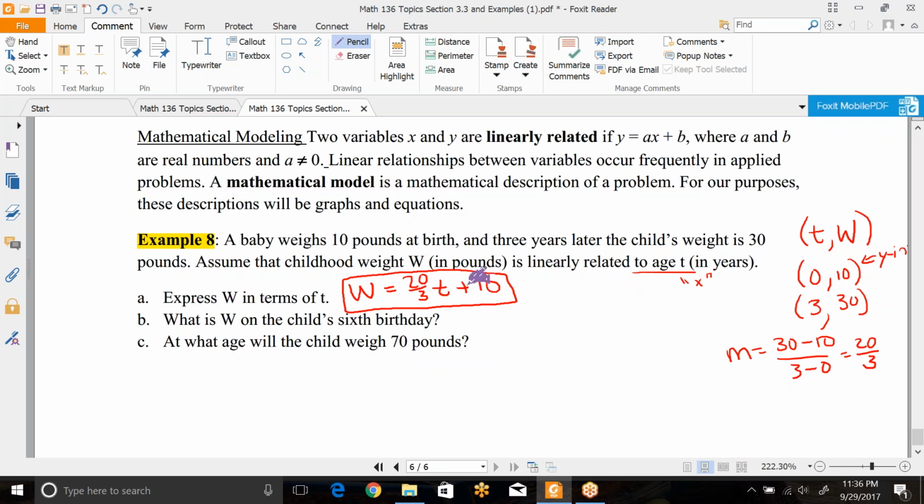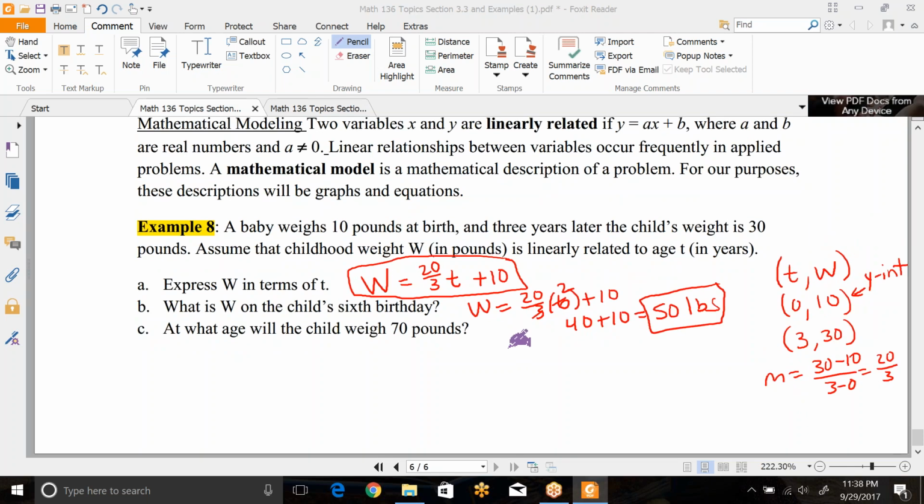What is W on the child's 6th birthday? Now they're saying plug in 6 for age. So that reduces, that's 2 times that, that's 40 plus 10. This says that the child would be expected to weigh 50 pounds. And you do have to remember to write the pounds, that's the unit.